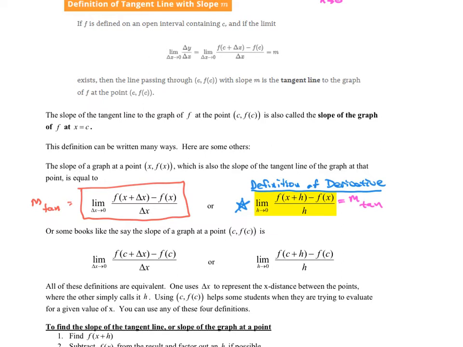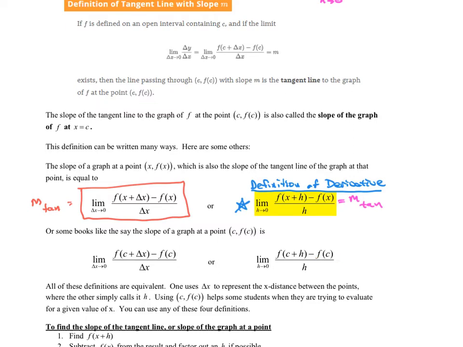In some books they might talk about the slope at a given point, where they actually give you the number c and f of c, and you would just plug it in here. So this would be like at the point 2. The first ones are more general, at an x. The second one would be at a single point, 2.